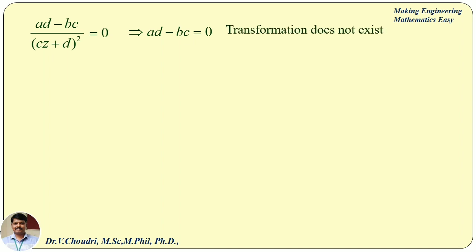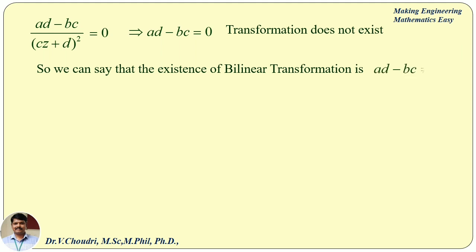After the simplification, it comes (AD minus BC) divided by (CZ plus D) whole square equal to 0. Now we bring the denominator to the right hand side. It comes AD minus BC equal to 0. Clearly, if AD minus BC equal to 0, the transformation does not exist. We can say that bilinear transformation exists if AD minus BC not equal to 0.